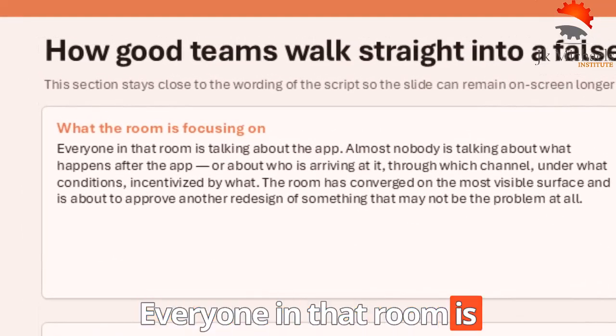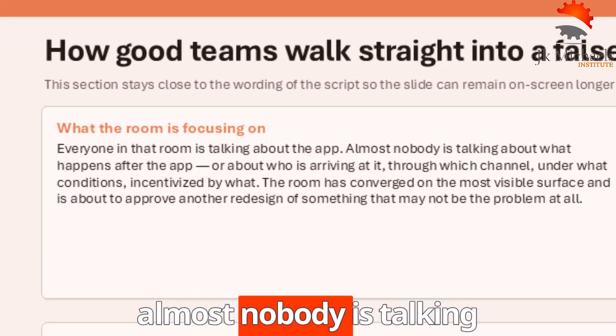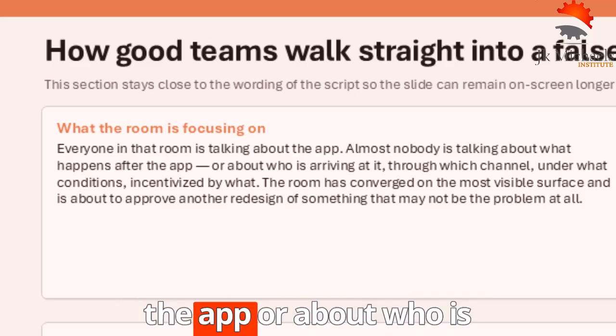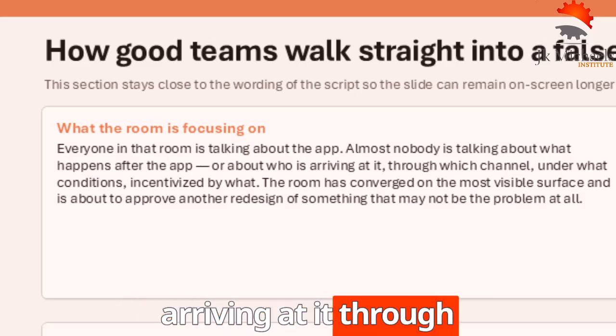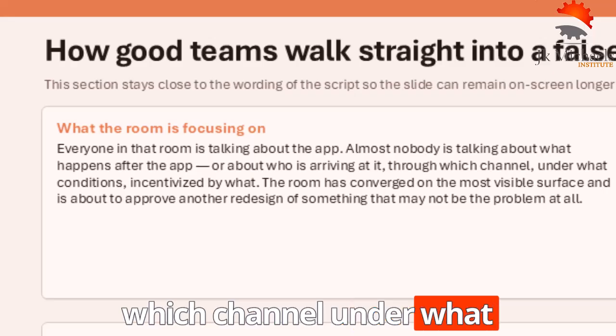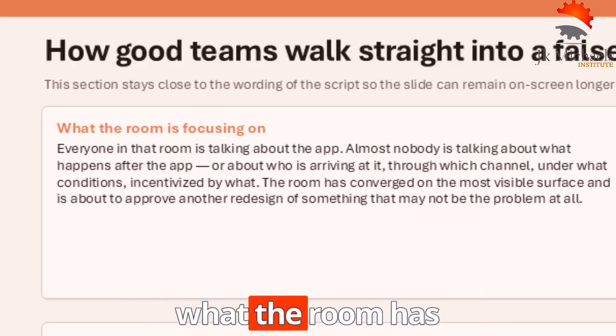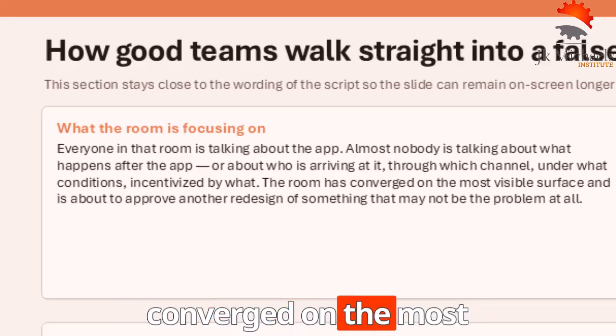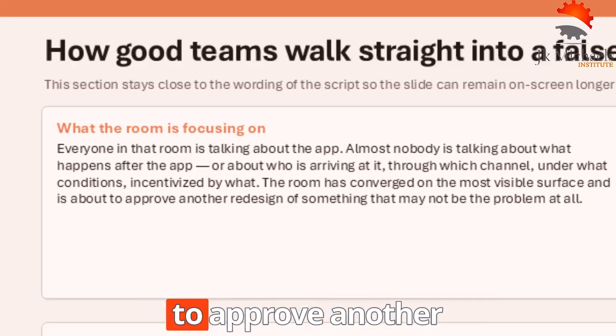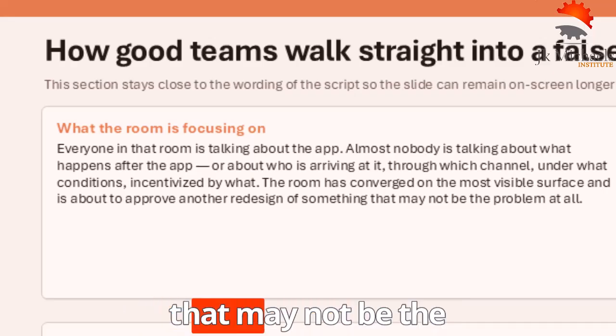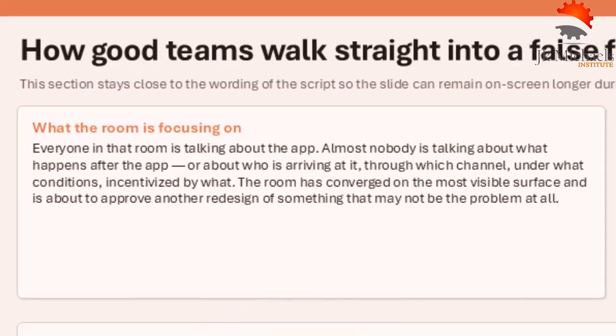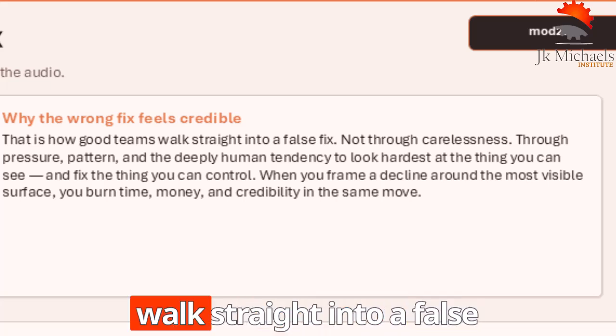Everyone in that room is talking about the app. Almost nobody is talking about what happens after the app, or about who is arriving at it, through which channel, under what conditions, incentivized by what. The room has converged on the most visible surface and is about to approve another redesign of something that may not be the problem at all. That is how good teams walk straight into a false fix.